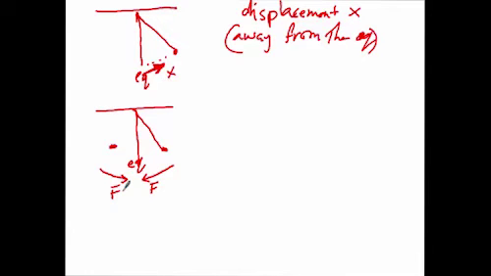So you see here, the displacement is away from the equilibrium position and the restoring force towards the equilibrium position. The important thing here for simple harmonic motion is that the restoring force is directly proportional to the displacement, but in opposite direction. The math behind this is beyond your syllabus, but this is what you have to know.